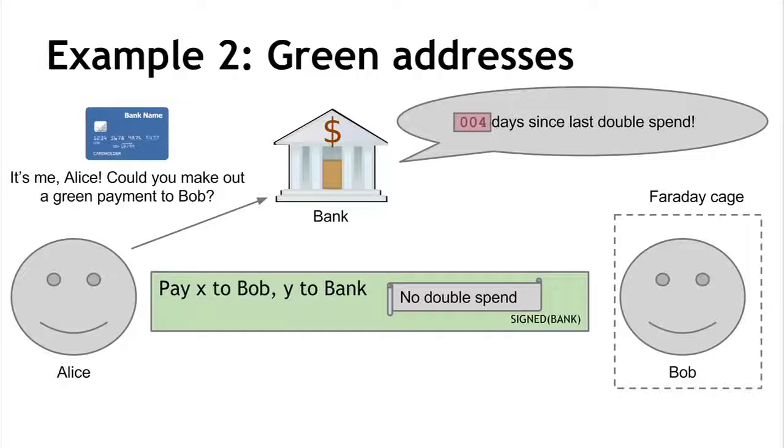Of course, if the bank ever does double spend, trust in this whole system is going to collapse pretty quickly. And in fact, the 2 most prominent online services that implemented green addresses, which were InstaWallet and Mt. Gox, both ended up collapsing. So for that reason, green addresses aren't used as much in Bitcoin as when they were first proposed.